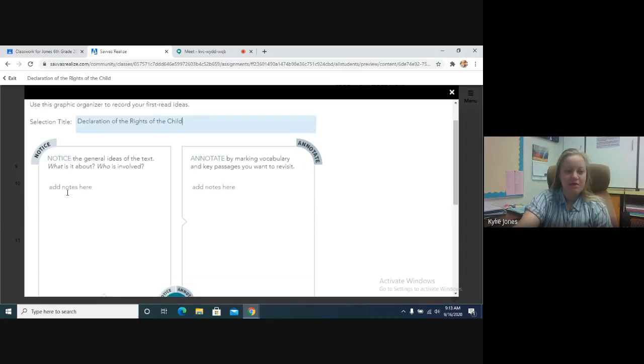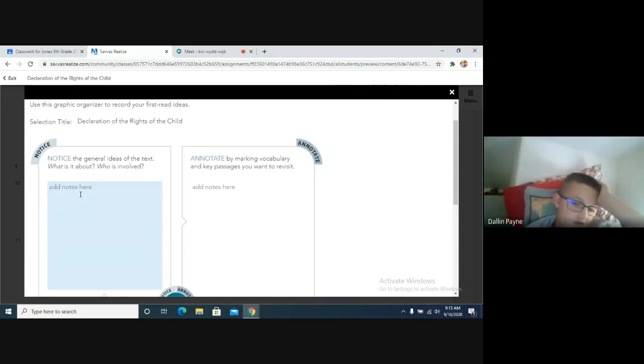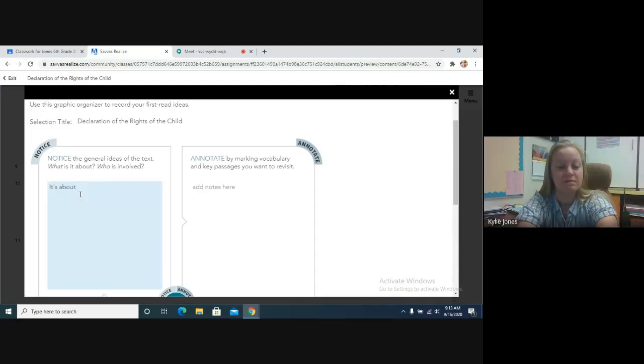Let's do this top left box. Notice, it says, notice the general ideas of the text. So we're going to answer the question, what is it about and who is involved? We can do this in one sentence, I think at least. So who is it about and what is it about? What are your ideas there? It's about kids that have had a law to where they don't work anymore for when they're like that age. Okay, so it's about kids.